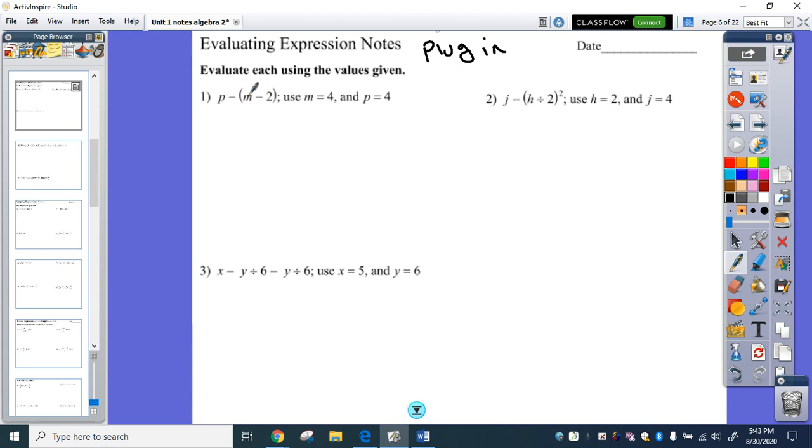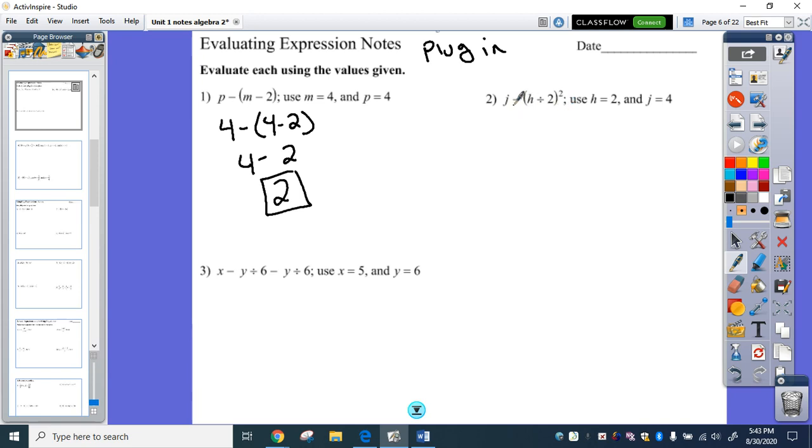In this problem, P and M are both 4. So we're going to plug these in, and then use our order of operations to simplify the expression. So 4 minus 2 is 2, that's in parentheses, and 4 minus 2 is 2. Nice and easy. Now, the next problem is going to have some different operations to it.